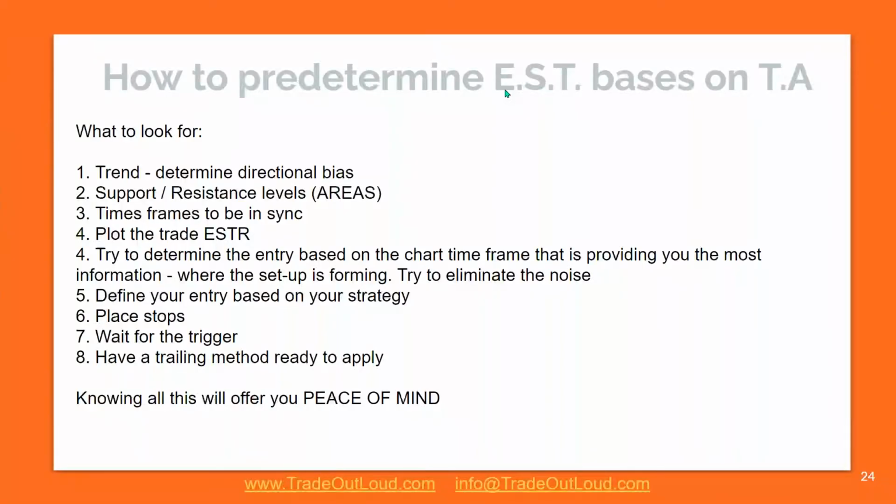All right, so what to look for? First of all, you need to look for the trend. That is going to determine your directional bias. You need to look for support resistance levels, areas, and remember, these are not exact prices. Even if you have support, let's say at 15,040 in NASDAQ, it is the area around it. So very important concept. Also, time frames need to be in sync.